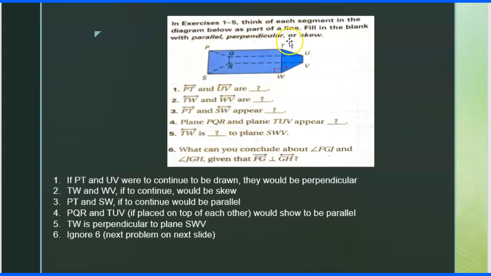Then TW, which is right here, and SWV. So TW with SW is showing to be perpendicular. Now we're looking at the plane, not what we looked at a minute ago. So we have a plane. And so again, draw those out. If you're not sure what you're looking at, draw them out. And I think that will help you.